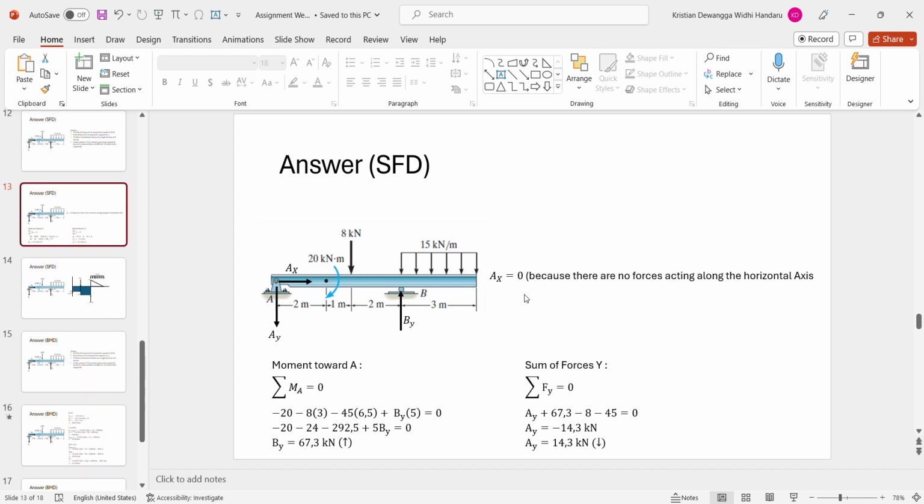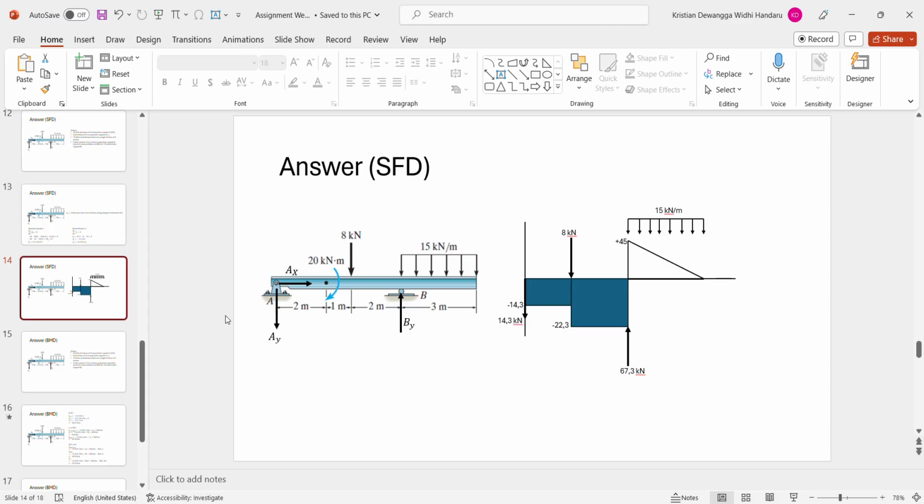And for the first step, AX equals 0 because there is no force acting along the horizontal axis. Moment toward A, sigma MA equals 0. BY equals 7.3 kilonewton upward, and AY equals 14.3 kilonewton downward force. And this is the graphic for SFD.